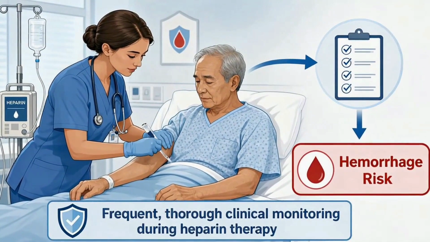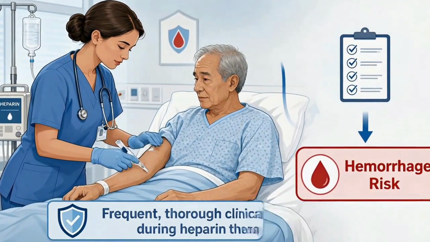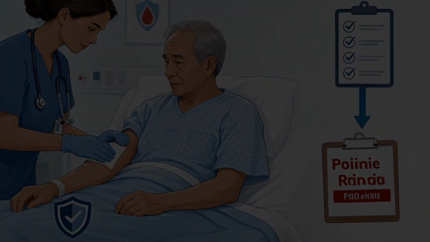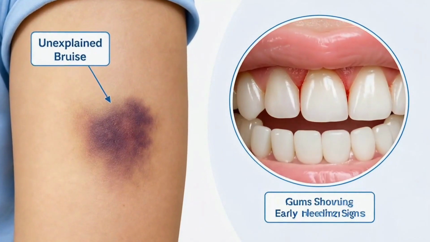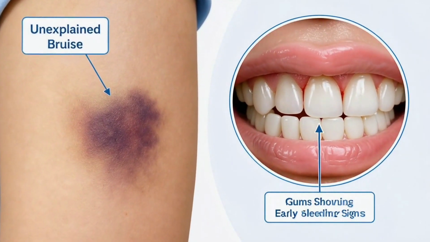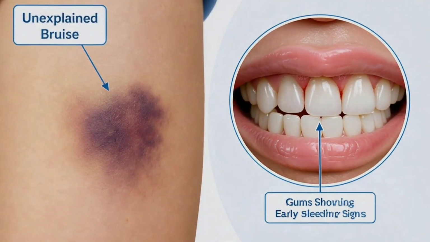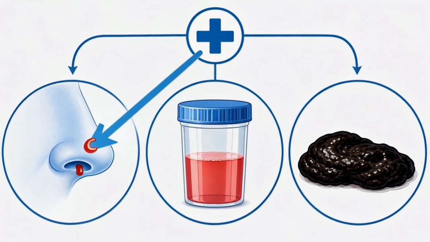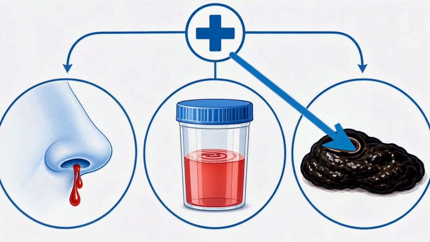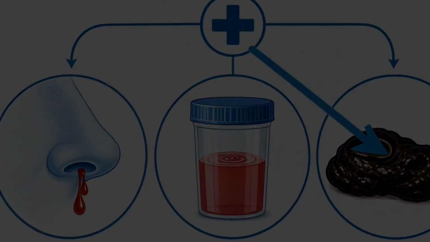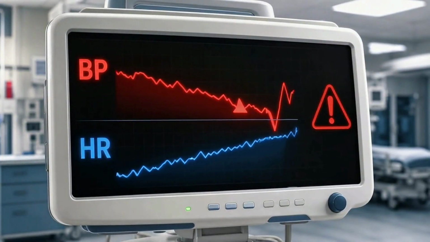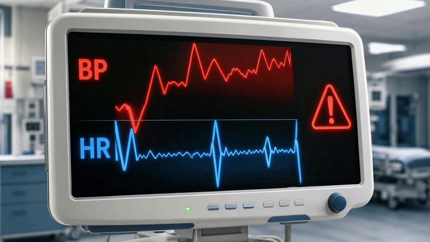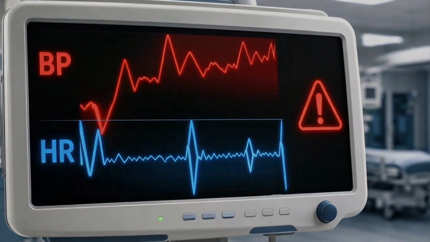Because heparin significantly increases the risk of hemorrhage, nurses must perform frequent and thorough patient assessments. Be on the lookout for physical signs of bleeding, such as unexplained bruising or bleeding from the gums. Other critical indicators include frequent nosebleeds, the presence of blood in the urine, or black, tarry stools. Monitor vital signs closely, as a sudden decrease in blood pressure, combined with an increased heart rate, may signal internal bleeding.